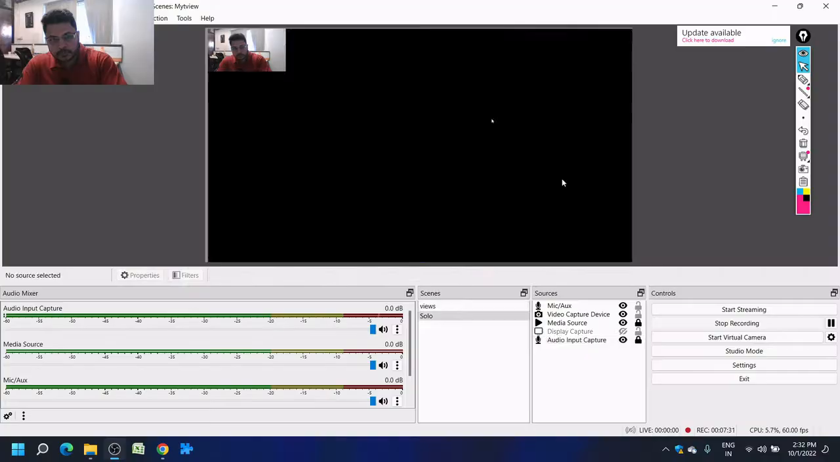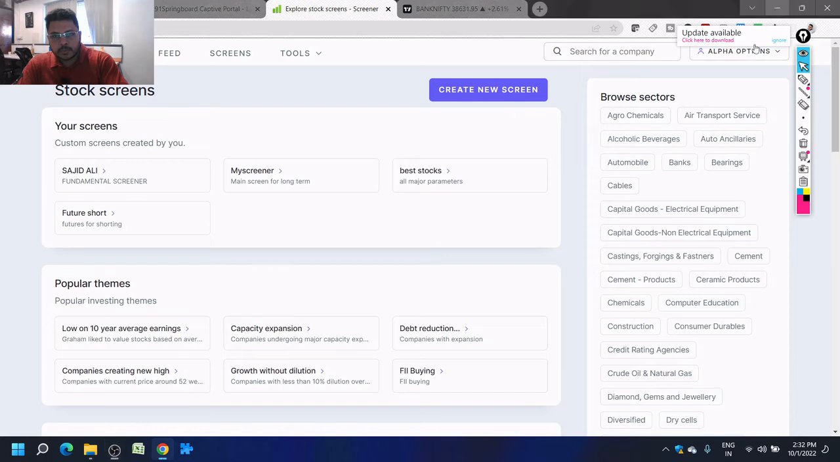So today I'm going to show you a tool called Screener. This is screener.com, and you can always use this. I think I have shown this in my previous video as well. If you can see the screen, we have multiple tools here.